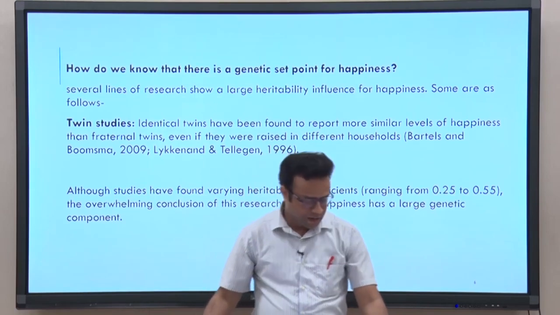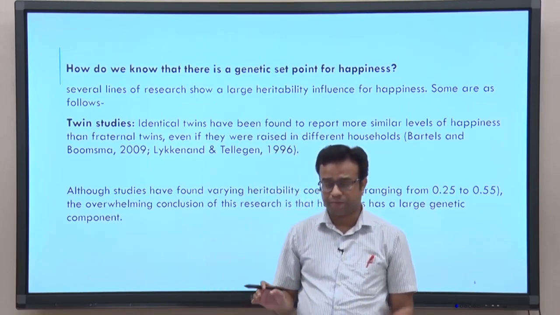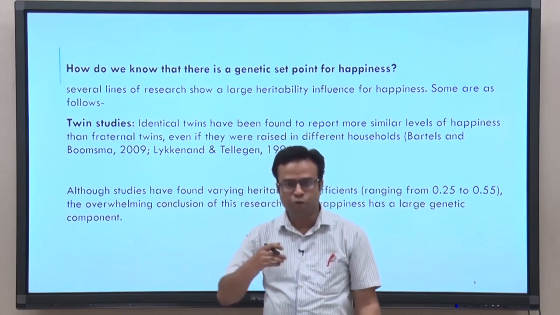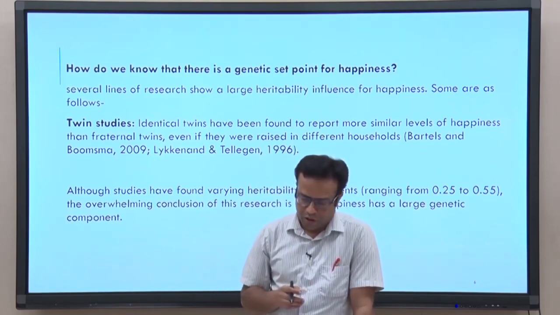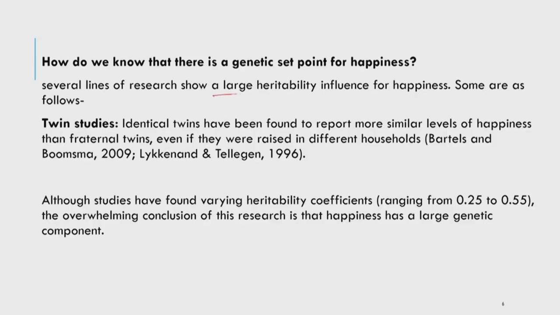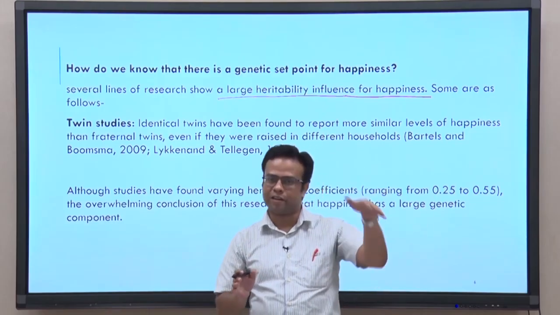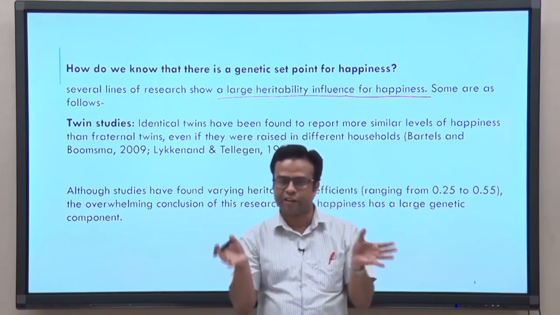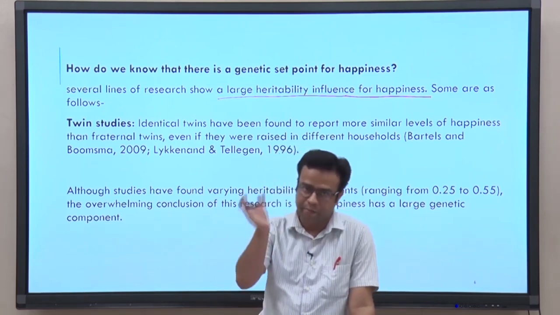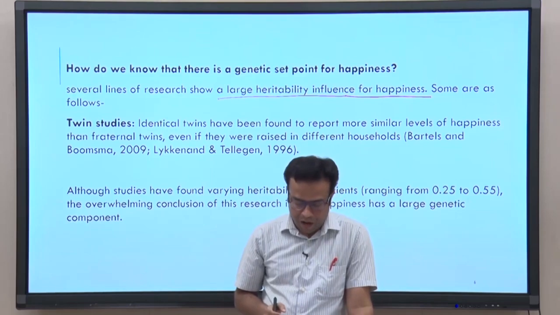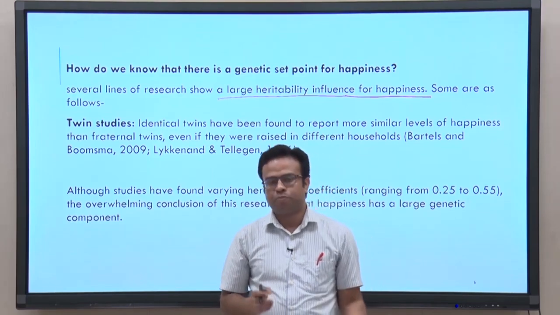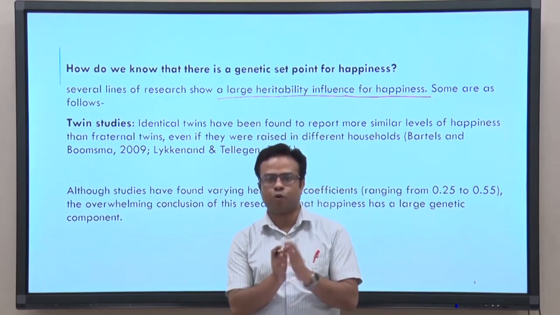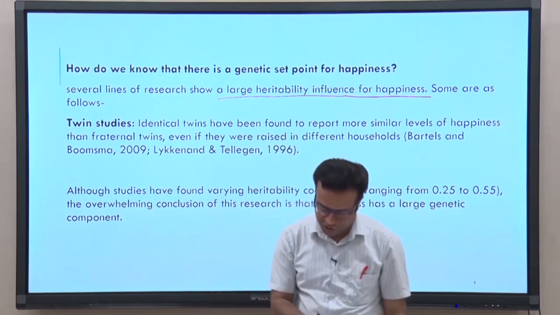So, how do we know that there is a genetic set point for happiness? What is the evidence for it? How did the researchers come to these conclusions? Generally, research shows that there is a large heritability influence for happiness. There is a heritable component that determines a certain level of happiness. Researchers who study genetic influence look into the heritability of a particular trait. Now, one particular sample which plays a very important role in understanding the role of gene and environment is twin studies.